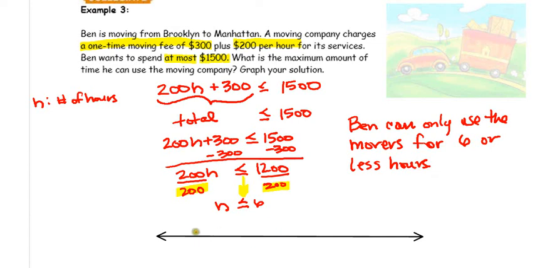And if we want to graph this on a number line, we would start at 0, 1, 2, 3, 4, 5, 6, 7. Here's 2, 4, 6, and 7. And if it's any hours that are less than or equal to 6, here I have the 6, and I'm going to put a closed dot because Ben can include that 6 in his solution set. The number of hours could be 6, could be equal to 6, but it could be any time less than 6. So it could be 5, it could be 4, it could be 3, 2, 1, and it could even be 0 hours.